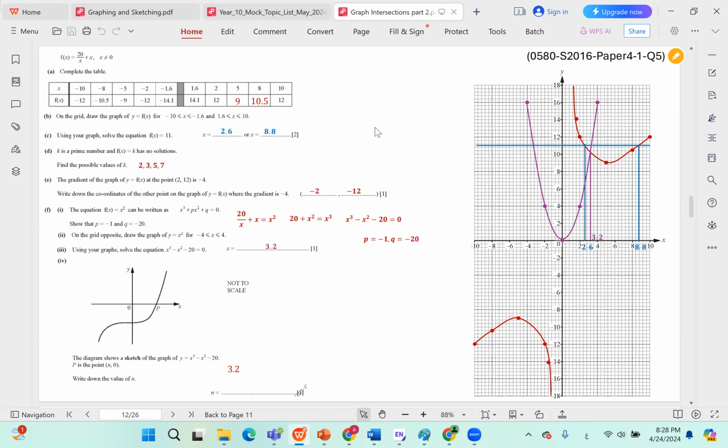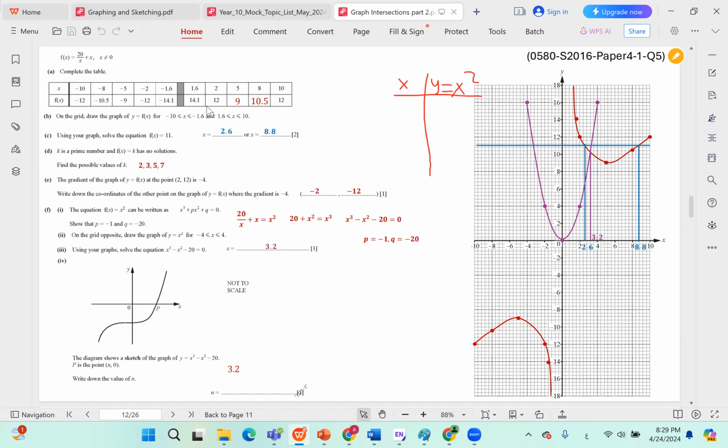Having found P and Q, let's move on. On the grid opposite, draw the graph of y equals x power 2 from -4 to 4. You will see the purple graph drawn on the grid. Of course, if you want the table for it, you have x and y equals x power 2. They want from -4 to 4.